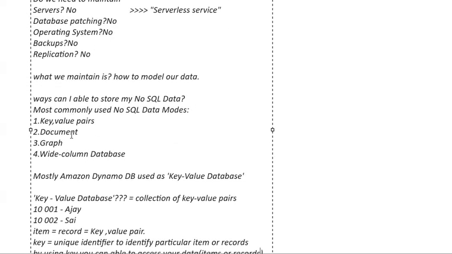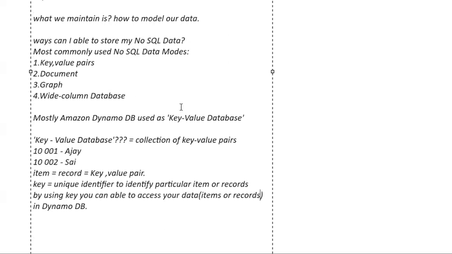Actually, we have these 4 types of data models. Among these, in DynamoDB we mostly prefer to use the key value database. That's why we analyzed the key value database. This is the key and this is the value. By using a key, you can identify a particular item. An item is nothing but a key value pair.